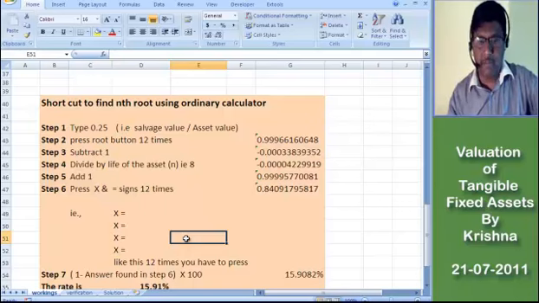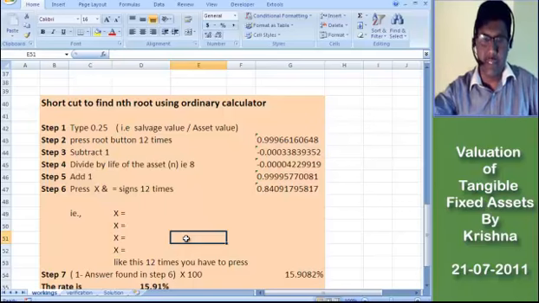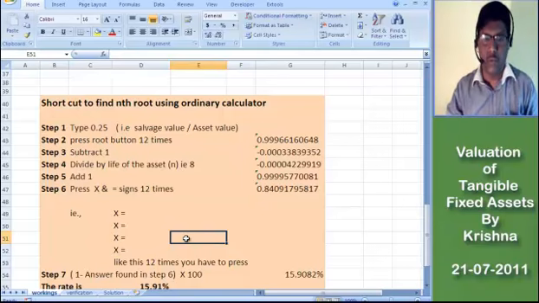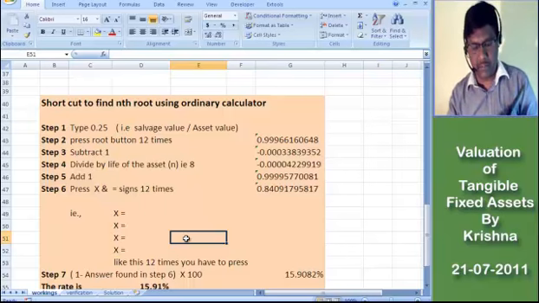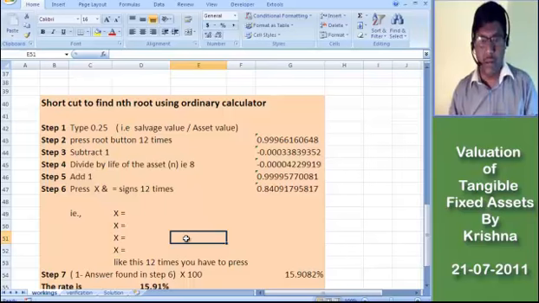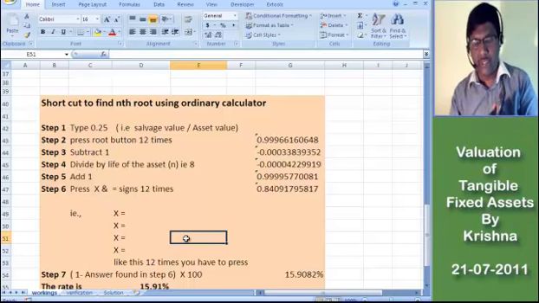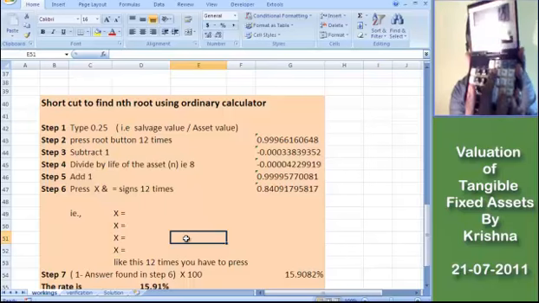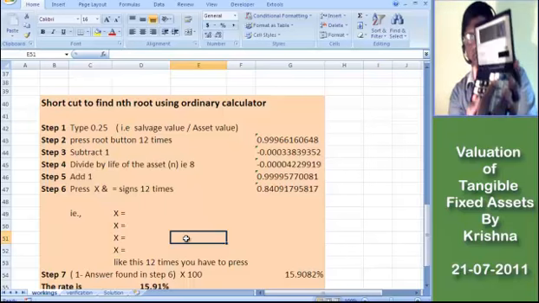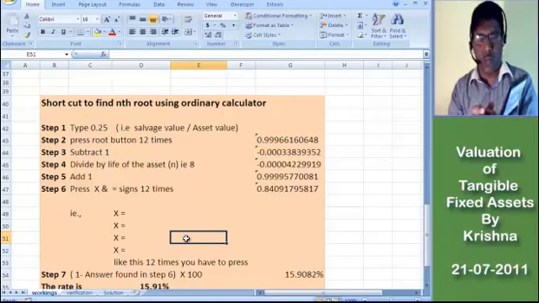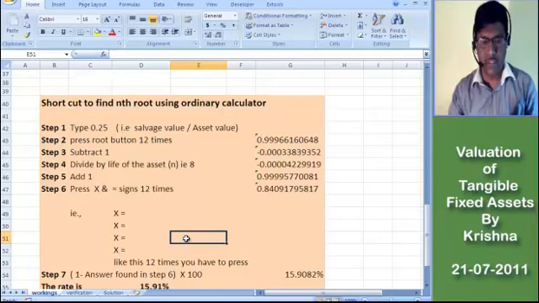The first step is, in the ordinary calculator, you please type 3.5 divided by 14. So we are having 0.25. Then 12 times you have to press the root sign. 1, 2, 3, 4, 5, 6, 7, 8, 9, 10, 11, 12.